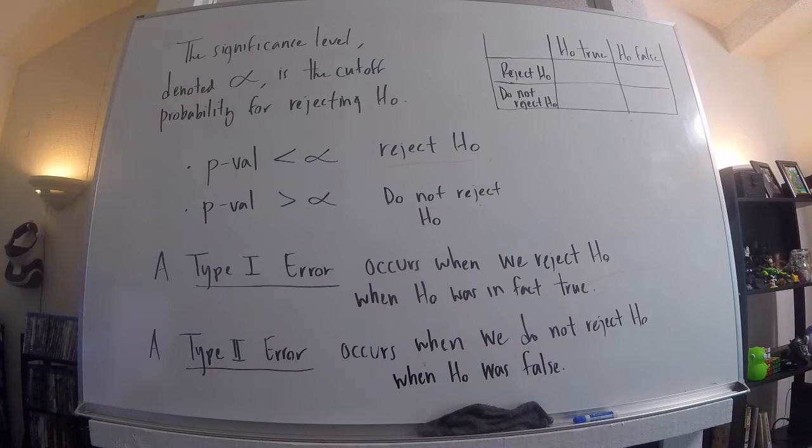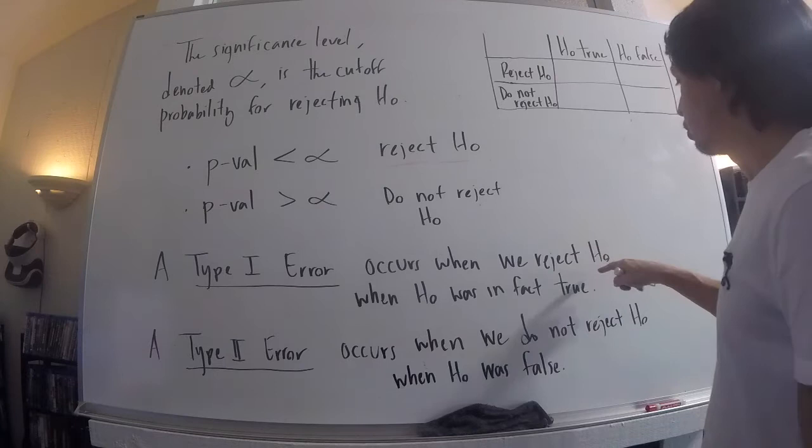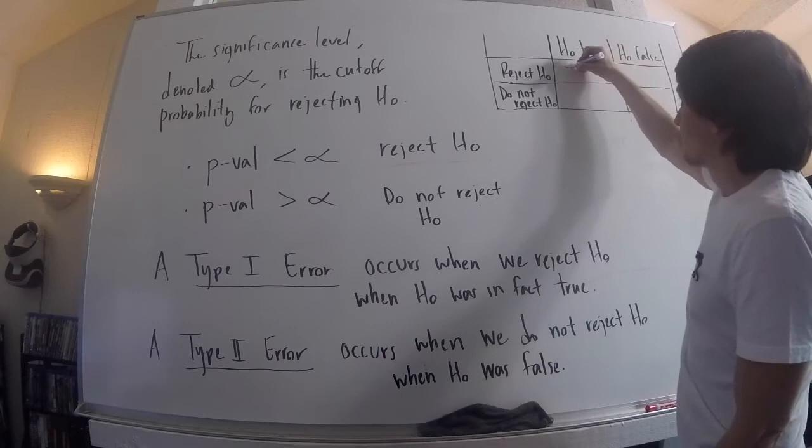Okay, and I'm going to fill it in with these definitions, but note there's four boxes because you could have made the correct decision. That is a possibility as well. So type 1 error occurs when we reject the null, but it was true. This is type 1 right here.